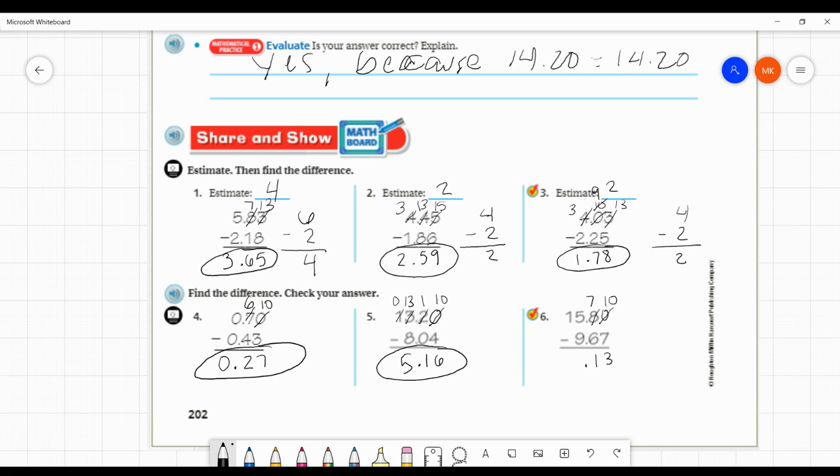Drop down my decimal. 5 minus 9, I can't do because I don't have enough, so I will regroup. My 1 becomes a 0. My 5 becomes 15. 15 minus 9 equals 6. You should have gotten 6.13 as your answer.